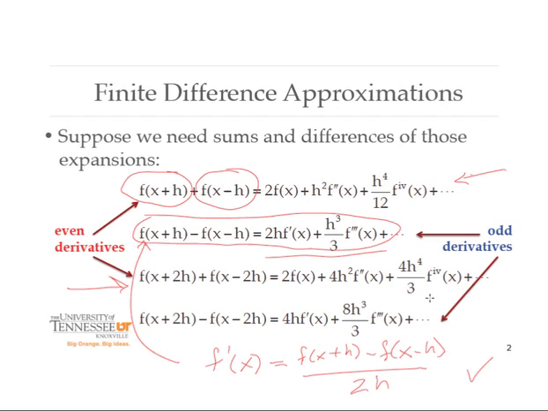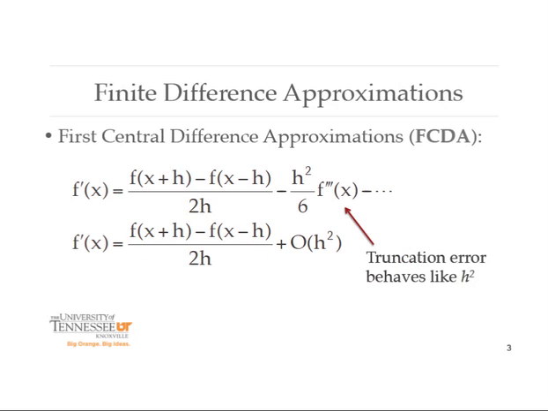And that leads us to the next slide, because that is exactly what is called the first central difference approximation for a derivative. In other words, you can approximate the first derivative using this formula, which takes two evaluations of the function, and the truncation error, if you just stop there, behaves like h squared. So the error in using that as an approximation is order h squared.